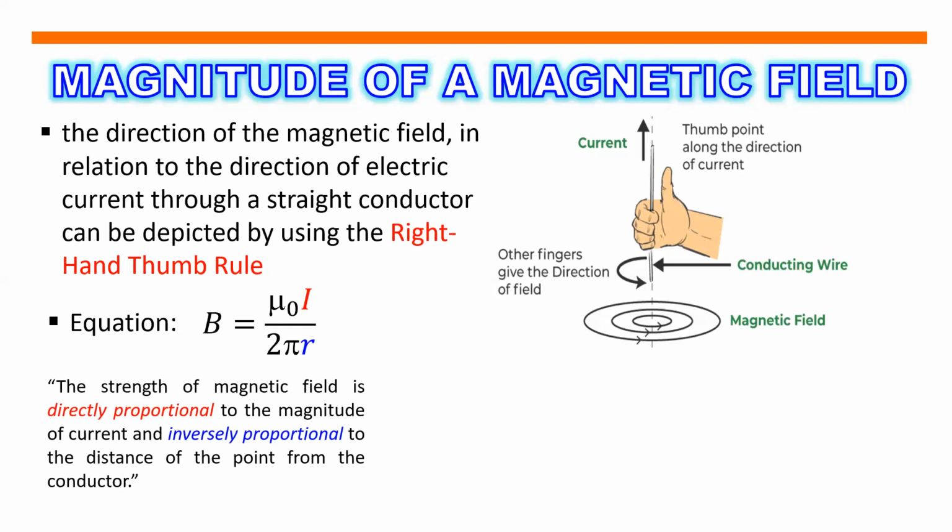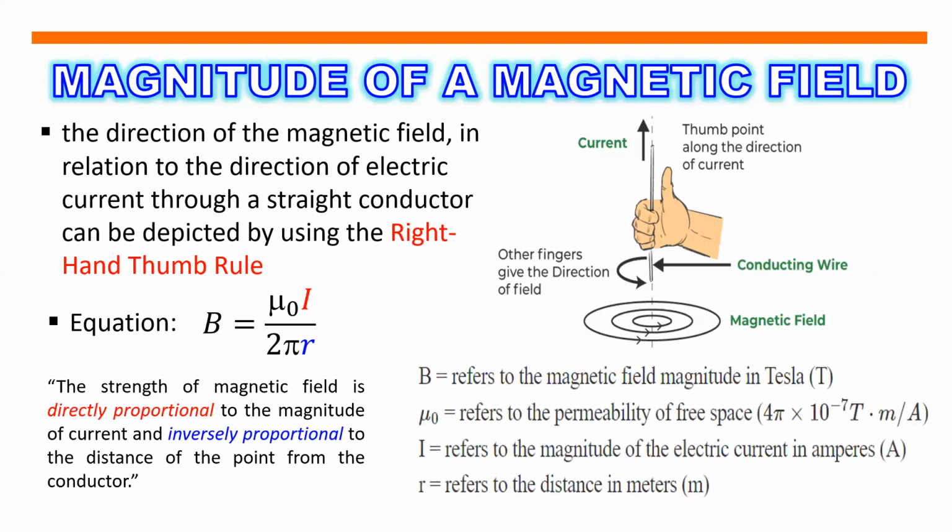And it is inversely proportional to the distance of the point from the conductor. Kung lumalayo naman tayo dun sa wire or any object na lumalayo dun sa wire, then humihina naman ang kanyang magnetic field. So kung mas malapit yung object sa wire, mas nararanasan niya o na-experience niya yung mas mataas na magnetic field or strength of the magnetic field.